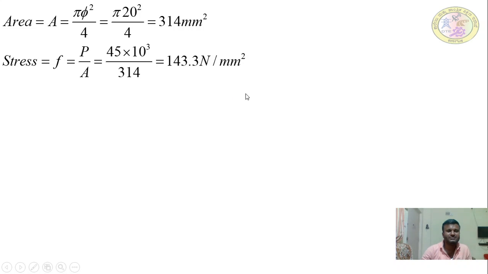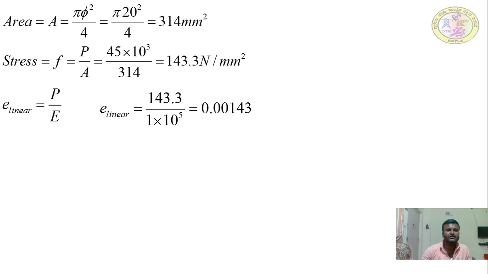Correct? Or the longitudinal strain. What is longitudinal strain? It is p by E, stress by Young's modulus of elasticity. Here p is nothing but stress, small p; they have used a different sign convention. 143.3 divided by 1 into 10 to the power of 5, which is equal to 0.00143. Okay, linear strain, we got it.